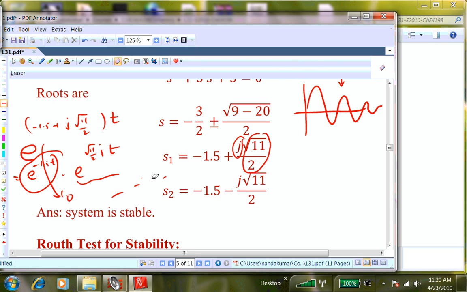And one promise that I make you: anything that I don't remember, I don't expect you to remember either. It's in the formula sheet. Okay?